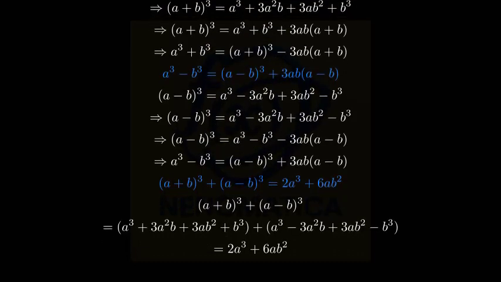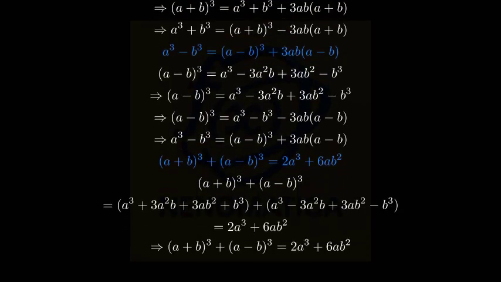When we add these two expressions, the terms with 3a squared b cancel out, and the terms with b cubed also cancel out. We're left with 2 times a cubed plus 6 times a times b squared. Therefore, a plus b, all cubed, plus a minus b, all cubed, equals 2 times a cubed plus 6 times a times b squared. And this proves our third identity.